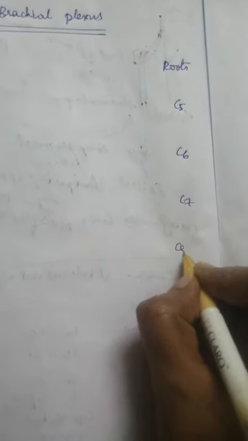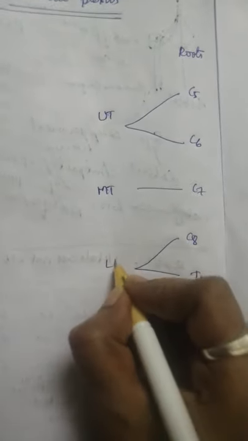Today we are learning about brachial plexus, lumbar plexus and sacral plexus. Starting with brachial plexus. It is formed by roots C5, C6, C7, C8, T1 and form trunks: upper trunk, middle trunk, lower trunk, and trunks form cords.